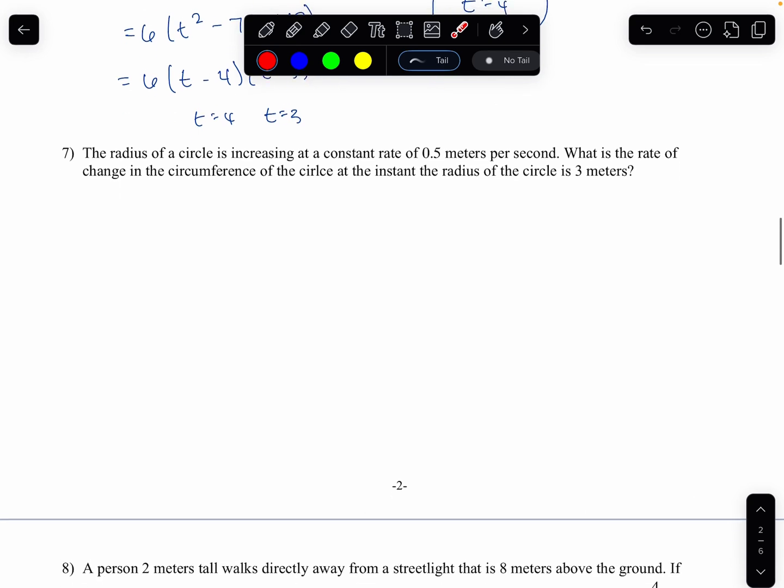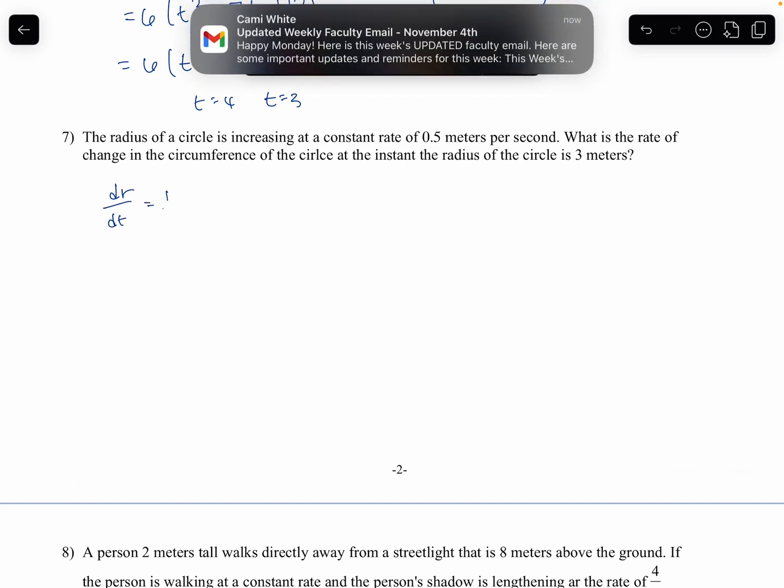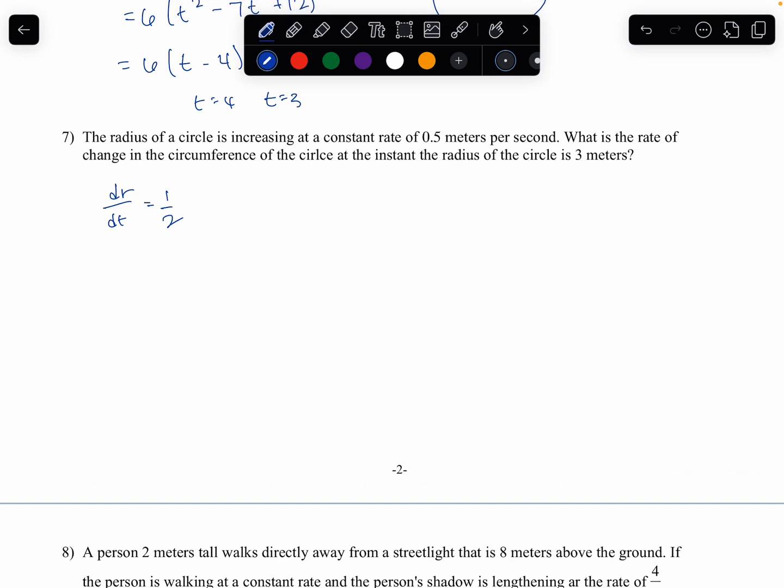All right, so the radius of a circle is increasing at a constant rate. So the radius of the circle is increasing. I'm going to call that dr/dt at a constant rate of 1/2 meters per second. What is the rate of change in the circumference of the circle? So dC/dt. So we're trying to find the rate of change of the circumference.